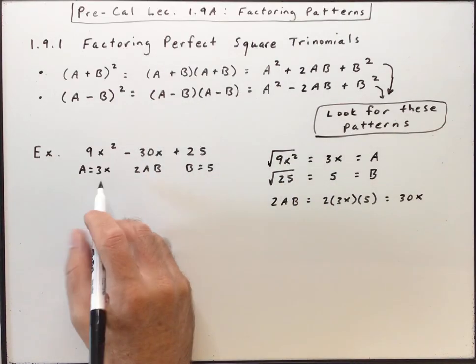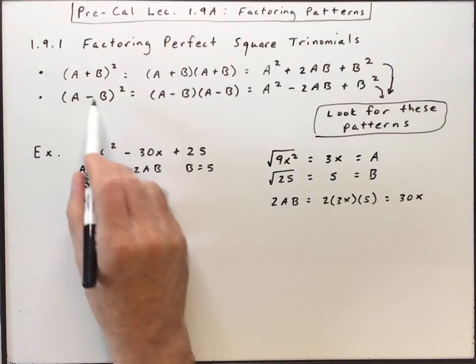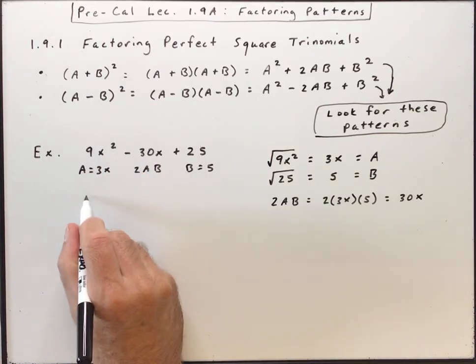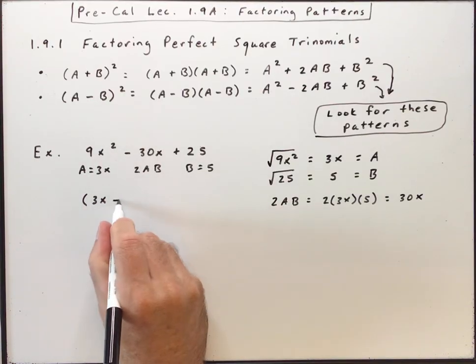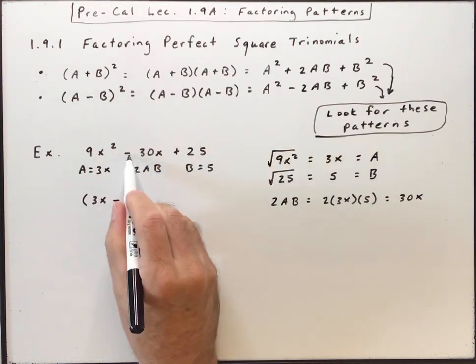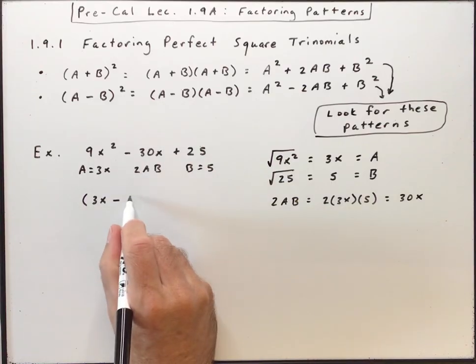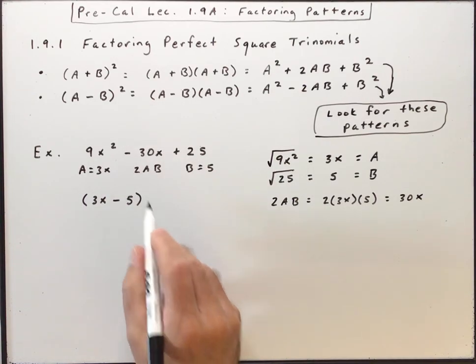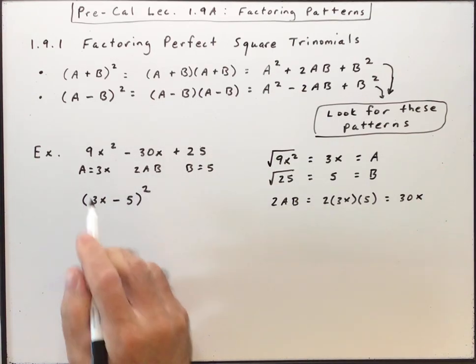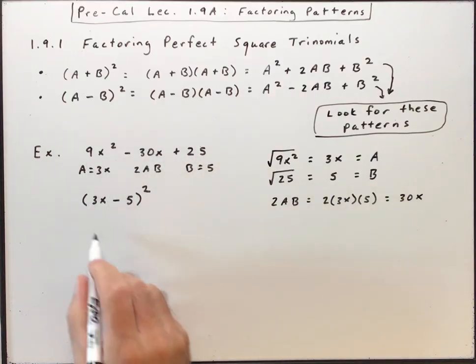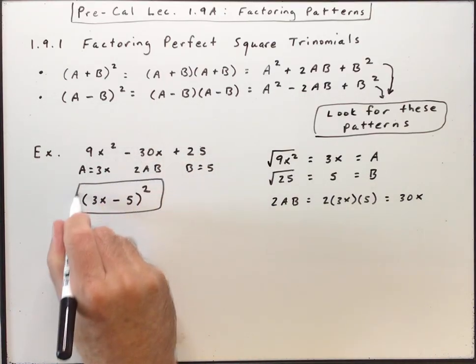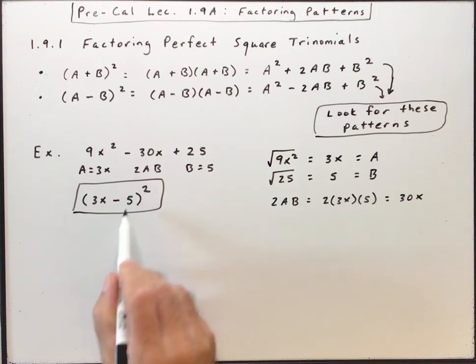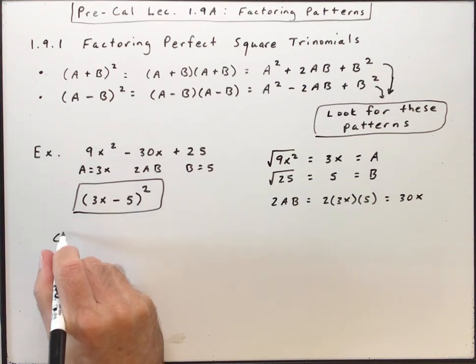So we can factor that just by seeing that it matches this pattern. All right, so what is that? It's just (a - b) squared. a is 3x. And because it's the second one, we have a minus in the center here. b is 5. So if we're wanting to factor this trinomial, because we recognize the pattern, it factors into (3x - 5) all squared. Let's check it.